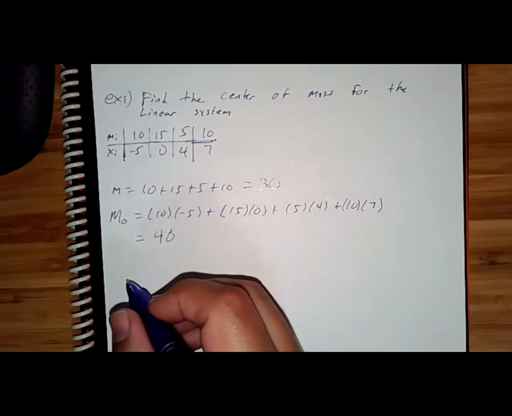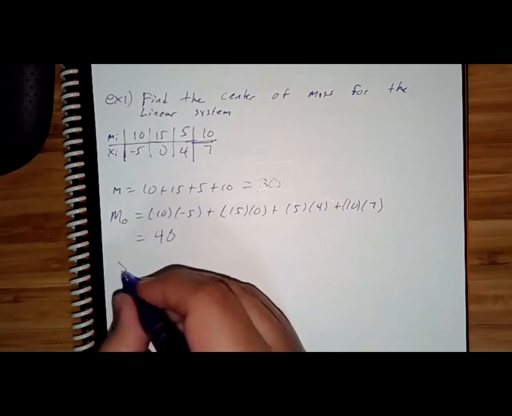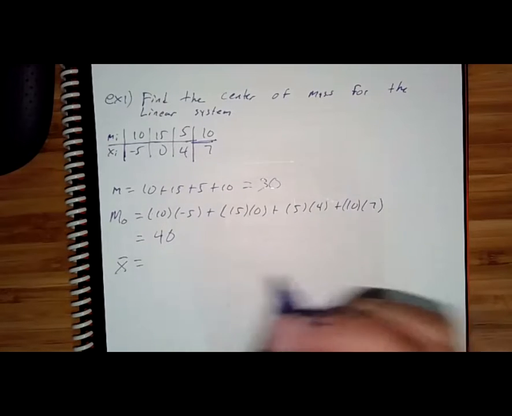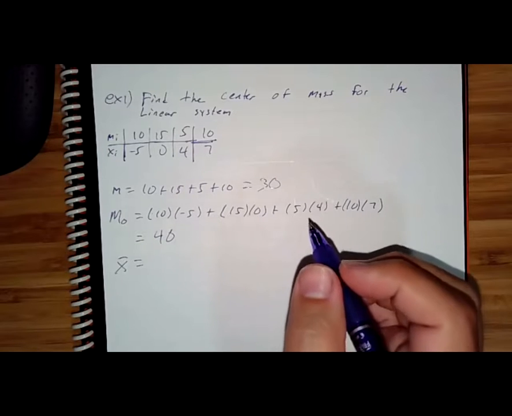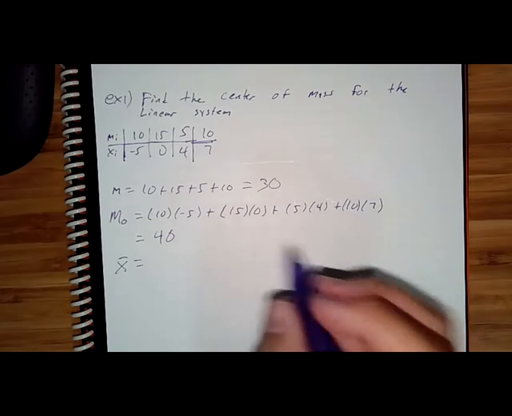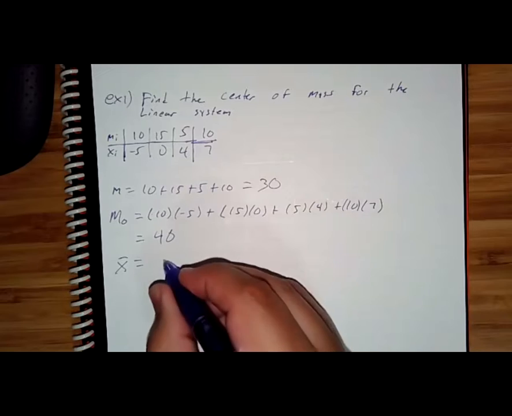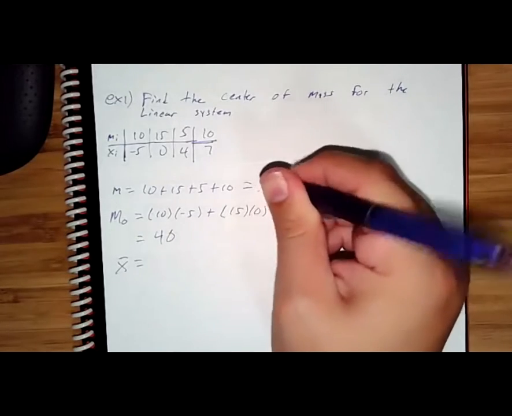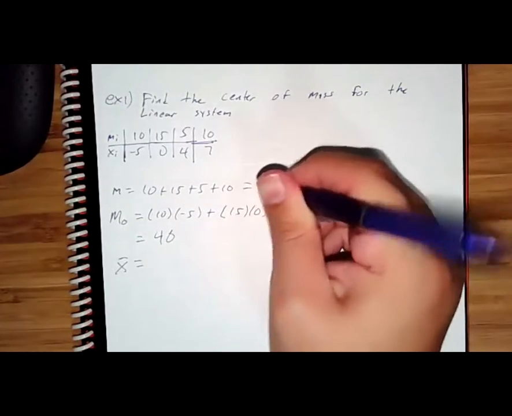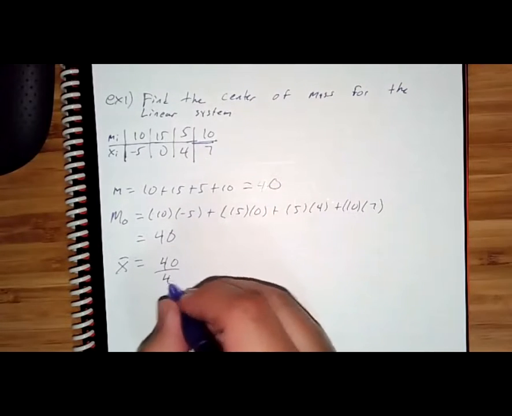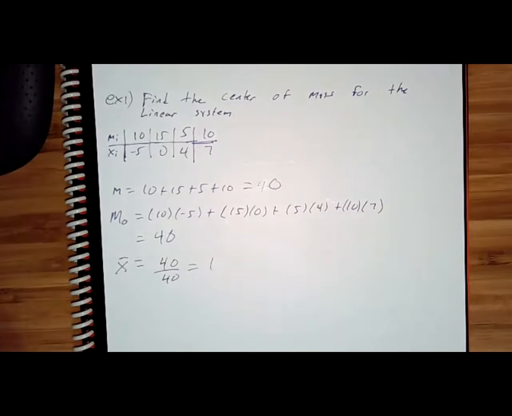So the center of mass, which we denote as x bar because it's on an x axis, right? We're not finding an x and y equilibrium point. M would be 40, not 30. 40? Oh, yeah, thank you. So it'd be 40 over 40. So center of mass for this guy is 1.